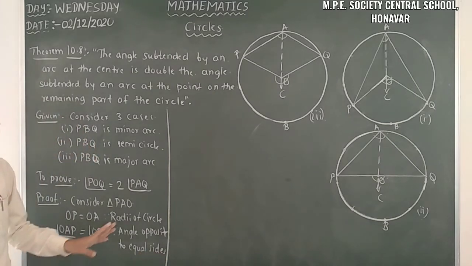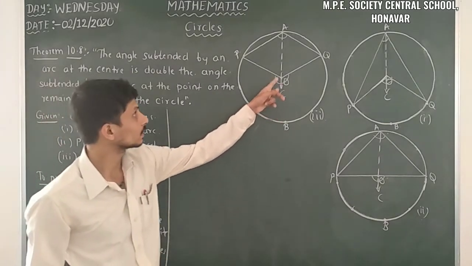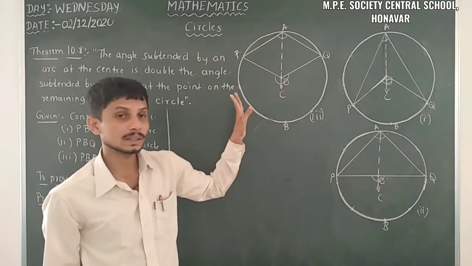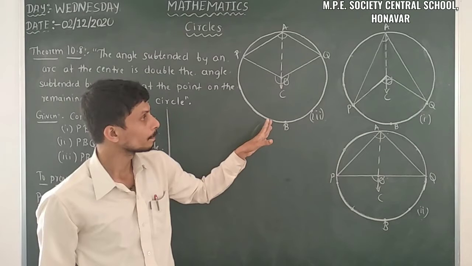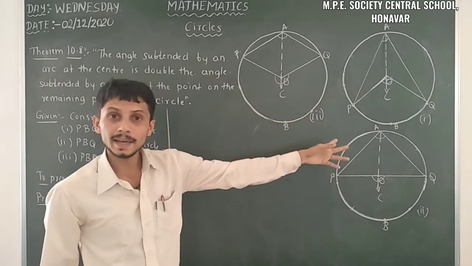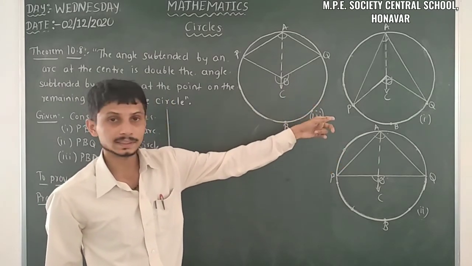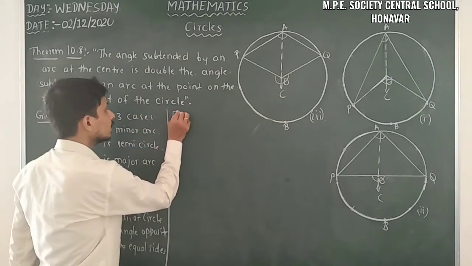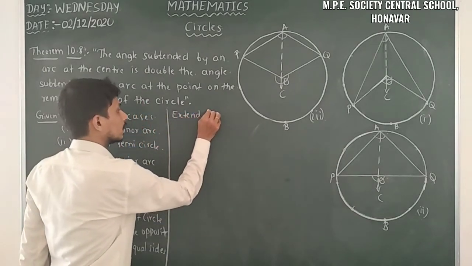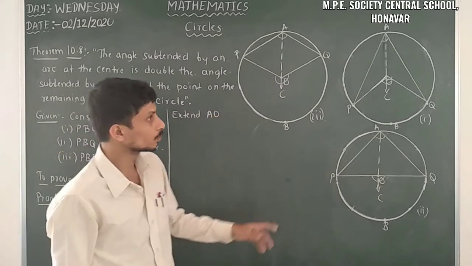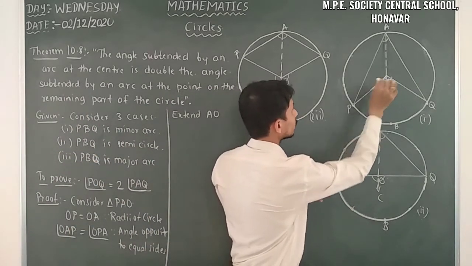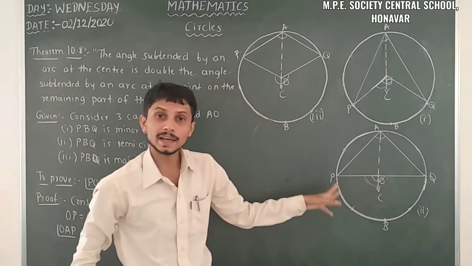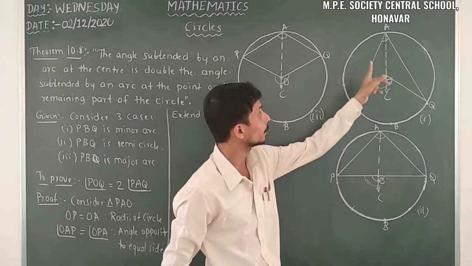So here we draw another thing, that is AOC. Why is it drawn? Because we get help from that. OC is the extension of AO, so AO is extended here. Now observe this angle, and this angle becomes the exterior angle for triangle PAO.